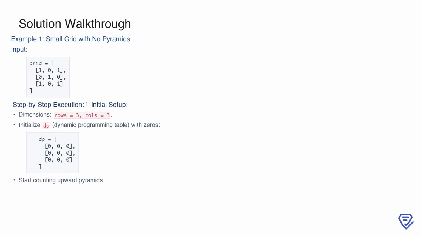Here we start with a small 3x3 grid where no pyramids can form. First, we analyze the input grid, which contains a mix of 1s and 0s. The dimensions of the grid are determined to be 3 rows and 3 columns. To begin solving the problem, we initialize a dynamic programming table, or DP, with all 0s. This table will help us track the height of upward pyramids at each cell as we process the grid. The goal here is to iterate through the grid and count the number of upward pyramids that can be formed.